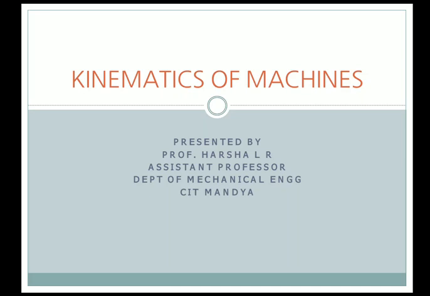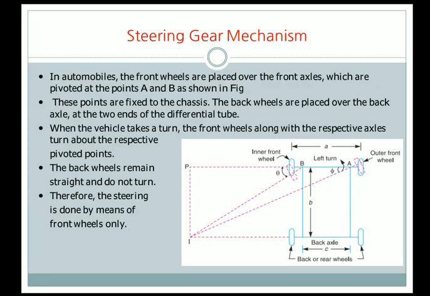Students, today we shall discuss the last concept in module 1, that is steering gear mechanisms. When we are driving an automobile, we need to take a left turn or right turn. When the turn is being taken, what is the exact mechanism that takes place, we shall study now. In the figure they have shown the automobile chassis and wheels.